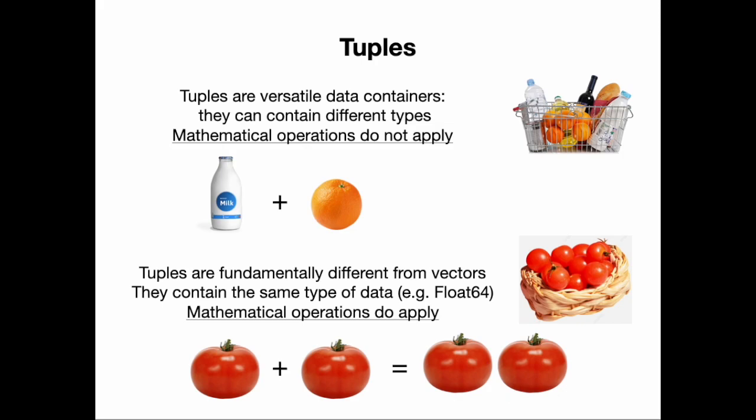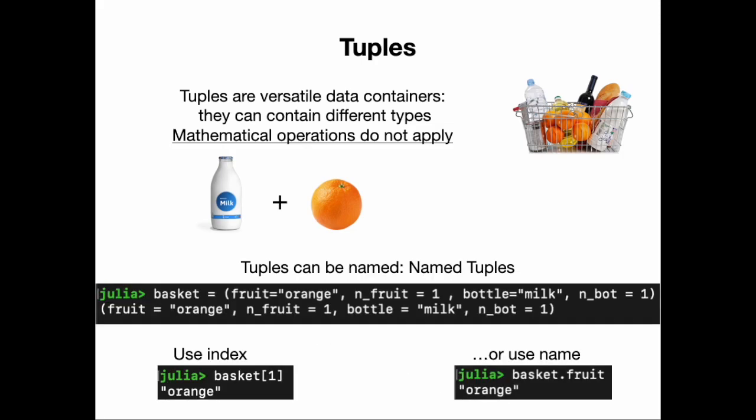What is important to know about tuples is that since they contain information of different types, the mathematical operations will not apply. So if in your basket you have a milk bottle and an orange, you cannot add them because they have different types. The addition would not make any sense. So they are fundamentally different from vectors or from arrays in general, because since vectors and arrays contain information of the same type, mathematical operations can apply. You can add 2 tomatoes and you will have a result of 2 tomatoes. So that's very important. You will never make mathematical operations directly over the whole collection of different types.